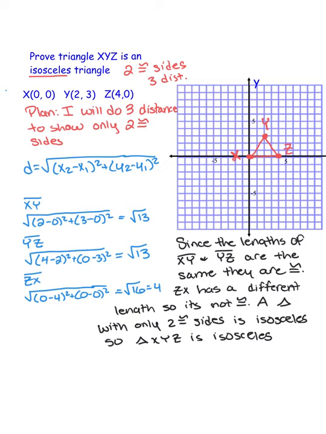Okay, if we look at the work, once again, I did graph the picture. I wrote down my plan, which is I will do three distances to show only two congruent sides. I wrote down my distance formula here and did my distance for all three sides. I got radical 13, and 4. And then in my conclusion, I wrote, since the lengths of XY and YZ are the same, they are congruent. ZX has a different length, so it's not congruent. A triangle with only two congruent sides is isosceles, so triangle XYZ is isosceles.